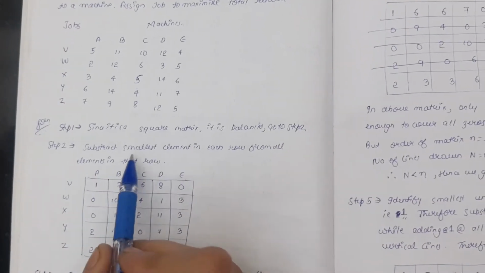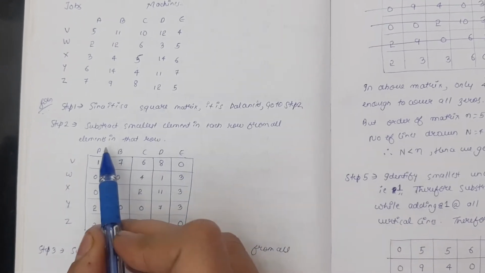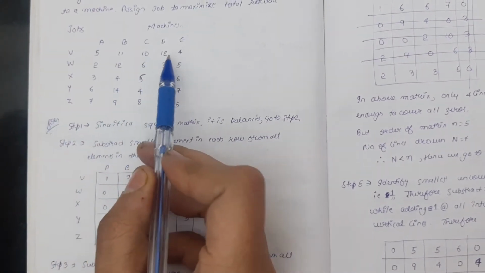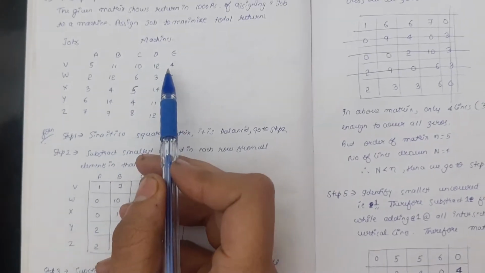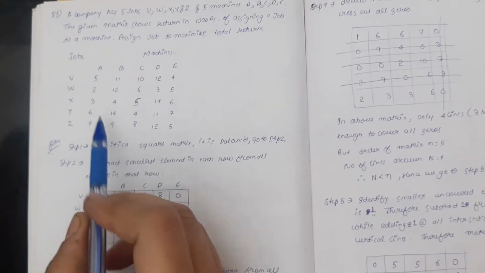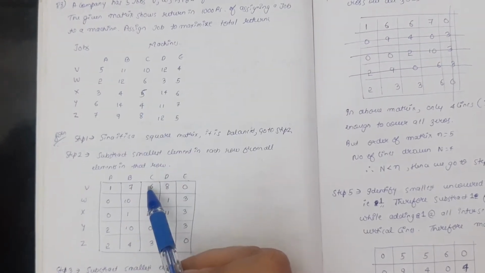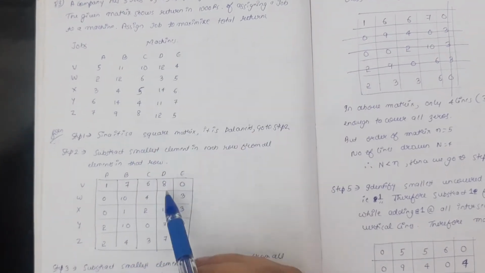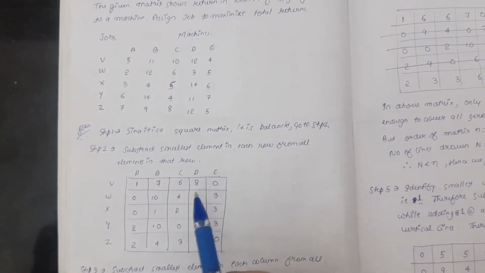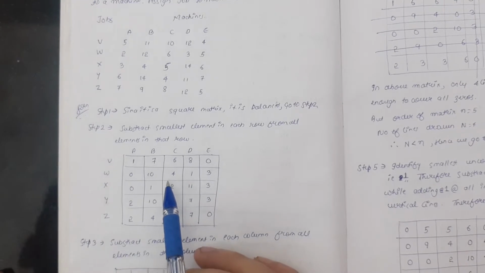In step number 2, what we do is subtract the smallest element in each row from all the elements in that particular row. So we have this row 5, 11, 10, 12 and 4, wherein the smallest element is 4. So we subtract 4 from all other elements. 5 minus 4 equals 1, 11 minus 4 equals 7, 10 minus 4 equals 6, 12 minus 4 equals 8, 4 minus 4 equals 0. This step we repeat for all the other rows, and we get this data, which is self-explanatory.